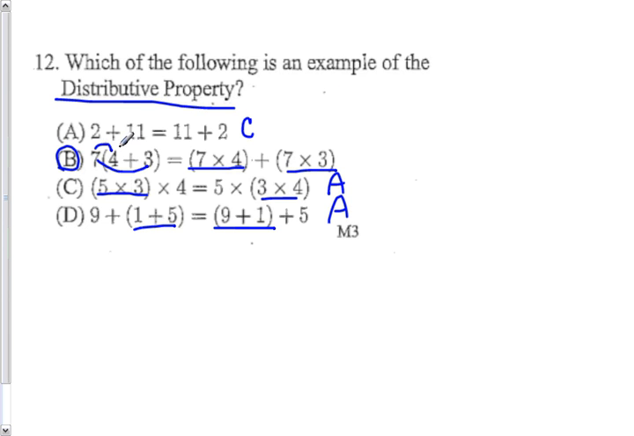This one, distributive property, we distributed the 7 through to 7 times 4, and then our sign here was plus, and then 7 times 3, so B was the correct answer. And then we discussed A being commutative, we changed the order, and C and D both being associative, where we changed the parentheses.